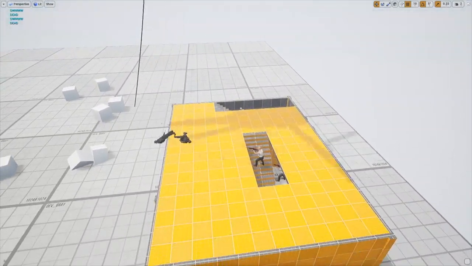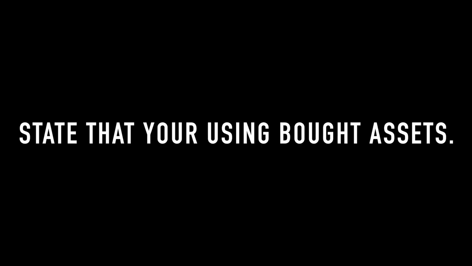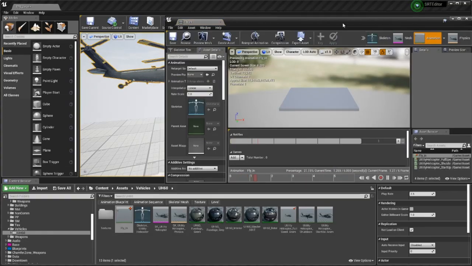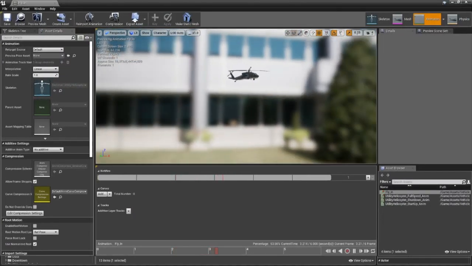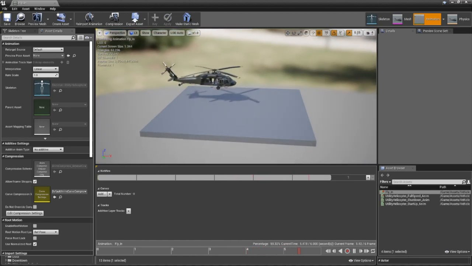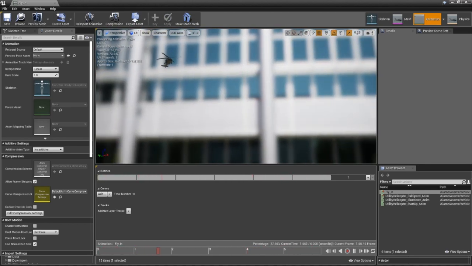So a suggestion for developers who are using bot assets, state that you're using bot assets. It builds trust, and there's nothing wrong with admitting that you're using assets. I just want to put that out there to be clear. There's nothing wrong with you using assets. That's my rule number one.